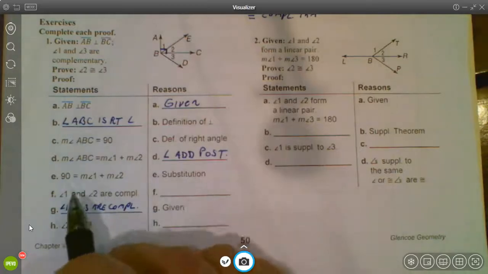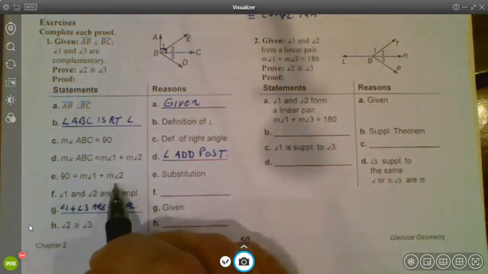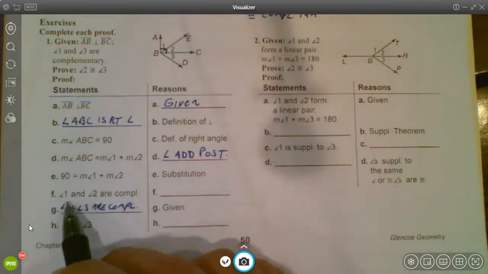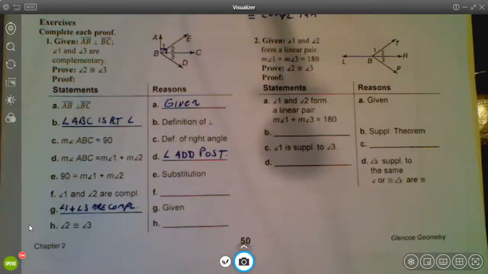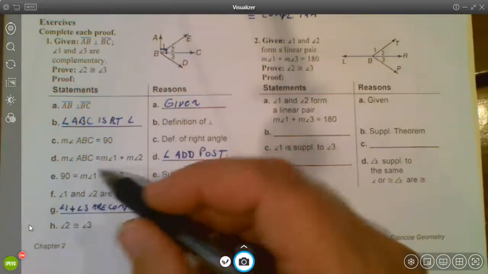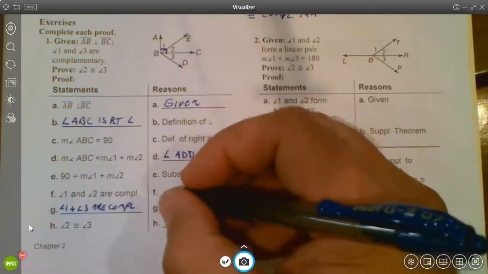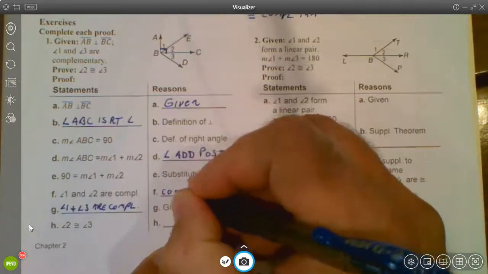From here, how do we get from angles 1 and 2 adding to 90 to angles 1 and 2 being complementary? This is the new one for this section that we saw on the front page: if two angles add to 90, then they are complementary. That is simply our complements theorem.